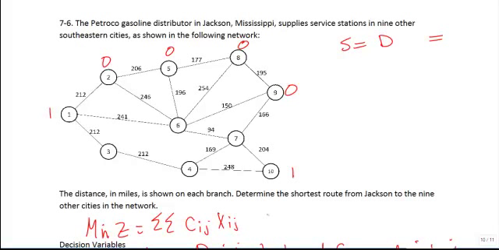If we would like to write this out longhand, the way this would start out is 212 x12 plus 212 x13 plus 241 x16, all three arcs leading from node 1. Going to node 2 plus 206 x25 and so forth.